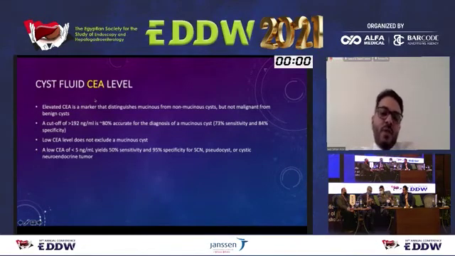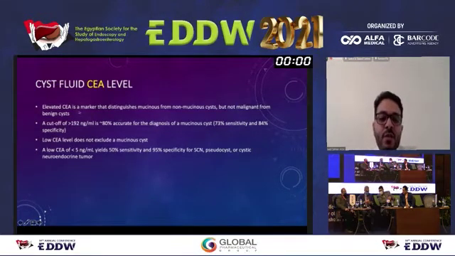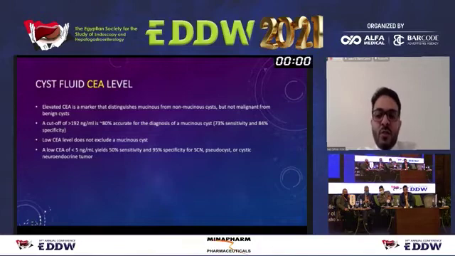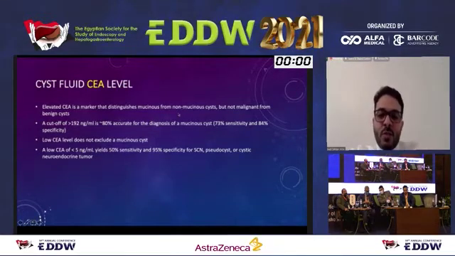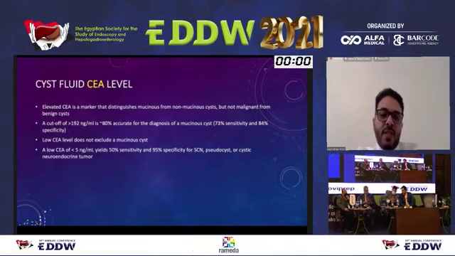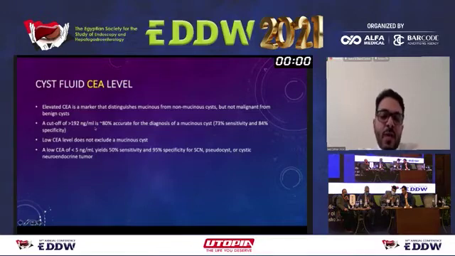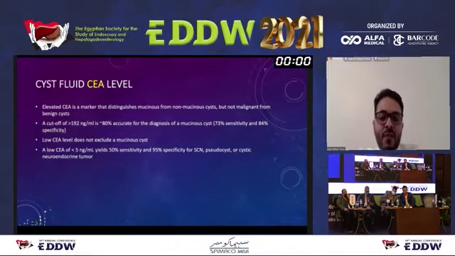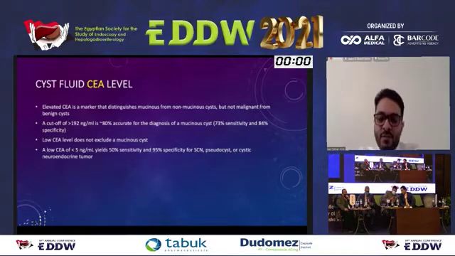CEA level is one of the most useful tests in cyst fluid. It's used to distinguish between non-mucinous and mucinous cyst, but not to distinguish malignant from benign cyst. There are multiple cutoff values in the literature. The best balance between specificity and sensitivity is a cutoff of 192. It has 80% accuracy for diagnosis of mucinous cyst. Keep in mind, a low CEA level does not exclude mucinous cyst. A low CEA level of less than 5 has 50% sensitivity and 95% specificity for serous cyst.